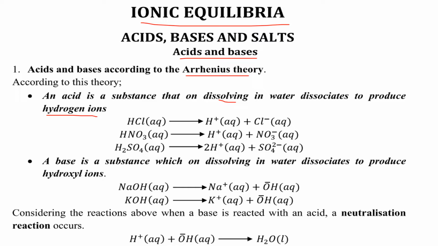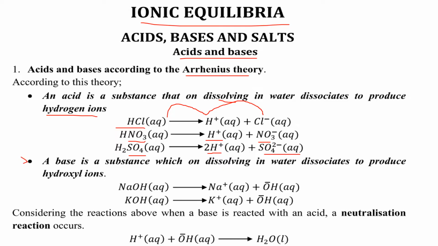So when you have HCl, which is present in aqueous form, HCl dissociates to form hydrogen ions and chloride ions. And nitric acid is going to dissociate to form hydrogen ions and nitrate ions. And sulfuric acid will form hydrogen ions and sulfate ions.